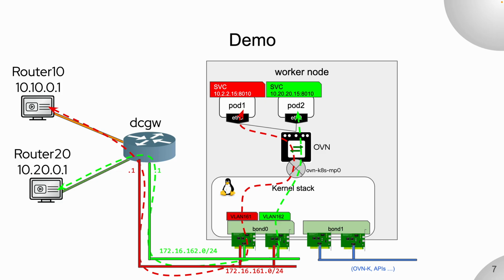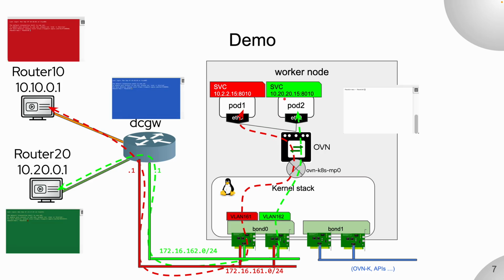So this is my lab. I'm going to create these two pods, and I'm going to connect on router 10 with a red terminal, green for router 20, and blue for the DC gateway, and white for the worker node and the OpenShift console.